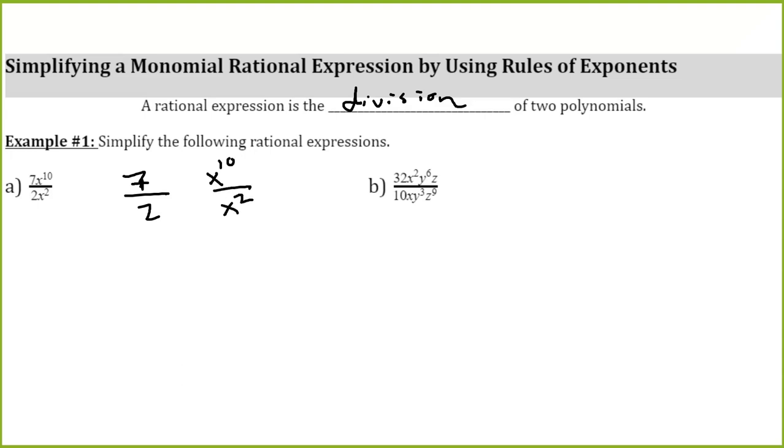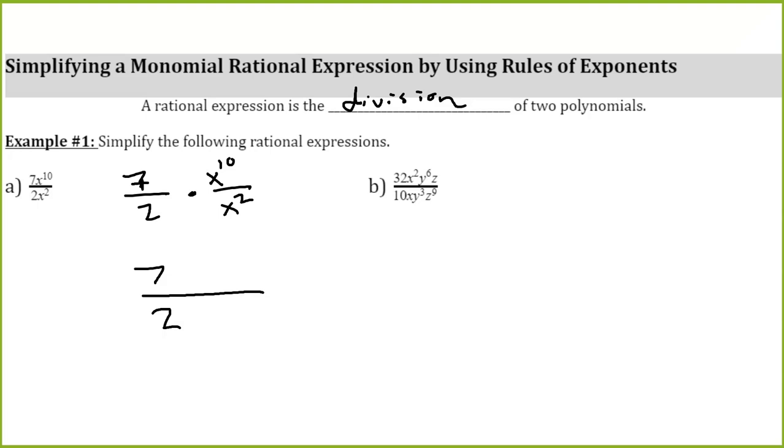So two parts there. They're both being multiplied together. That's what makes this whole thing on the left. 7, you cannot divide by 2, so we are already simplified there. We just keep it like that. Make a bar long here. Whereas for x to the 10th over x squared, that is actually going to be something a little different.